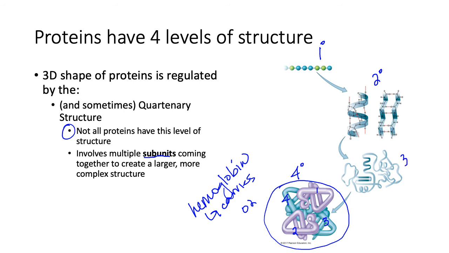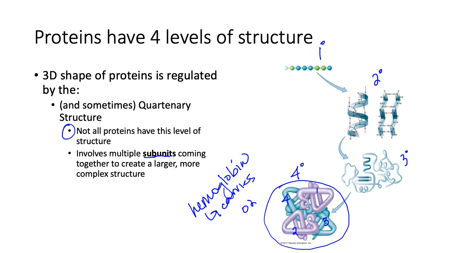Amino acids can continue to interact via covalent bonds, other hydrogen bonds, ionic bonds to create that final 3D shape or tertiary structure. And then sometimes we have multiple smaller proteins coming together to make a larger protein complex, and that's our quaternary structure.